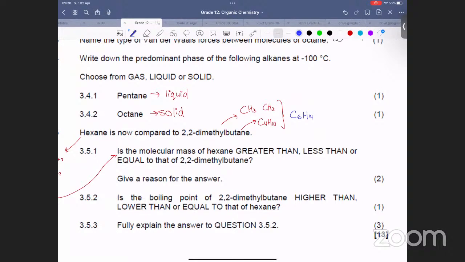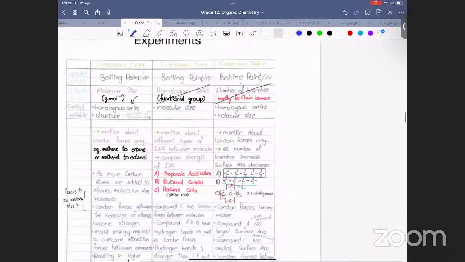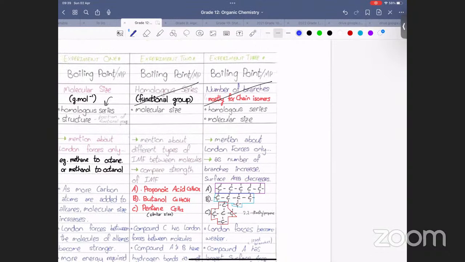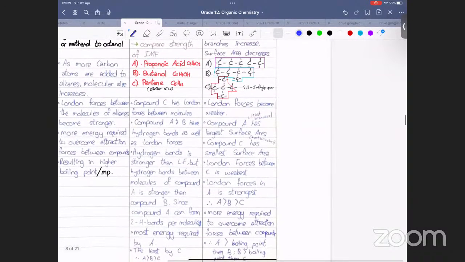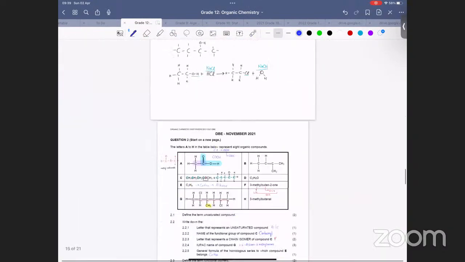Why would we say that? Remember, we're going to compare their structures. These are 2 chain isomers. When it comes to chain isomers, mention London forces: as the number of branches increases, the surface area decreases. London forces become weaker, so less energy is required to overcome the attraction forces between molecules. So that's exactly what we could mention.